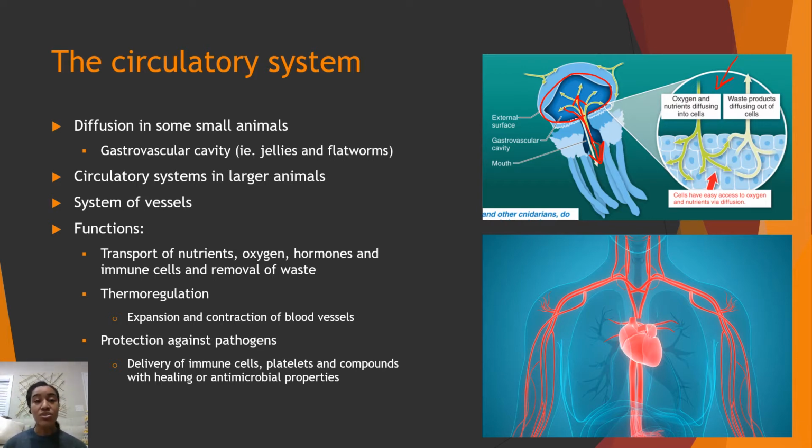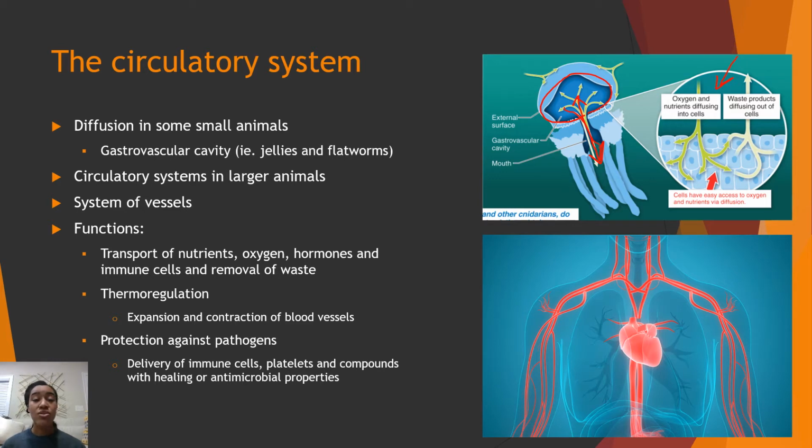In addition to functioning in the transport of nutrients and gases, we also need the circulatory system to help us with thermoregulation. We talked about this a little bit in the last presentation, where we talked about homeostasis and how an animal can either contract or expand their blood vessels in order to help heat themselves or cool themselves off. If you expand your blood vessels, you can allow for more heat to be released into the environment, and that will help cool you off. Or you can contract your blood vessels to help maintain heat within the body to keep you warm.